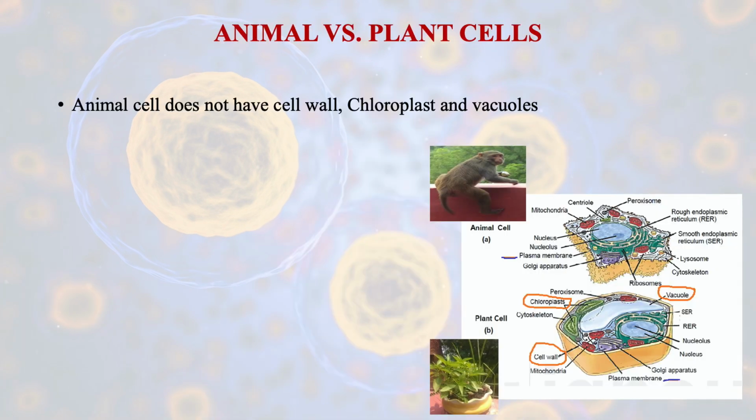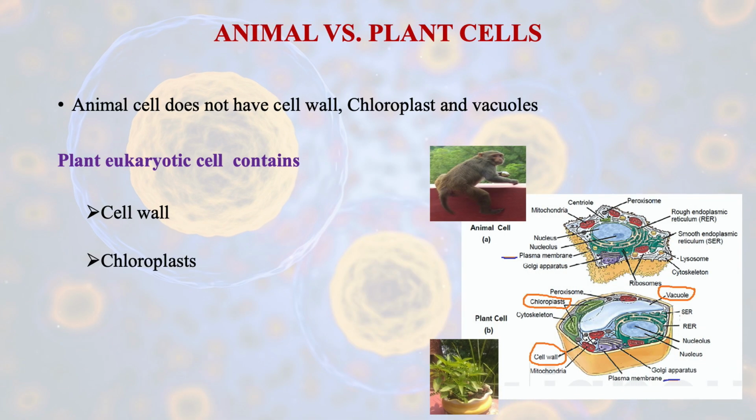If you compare the animal and plant cells, you can see in this figure that the plant cell has chloroplast, vacuole, and cell wall, which are not present in the animal cell. So these are the fundamental characteristic differences between animal cell and plant cell. Both cells have subcellular organelles, but the cell wall, chloroplast, and vacuoles are present only in the plant cell.